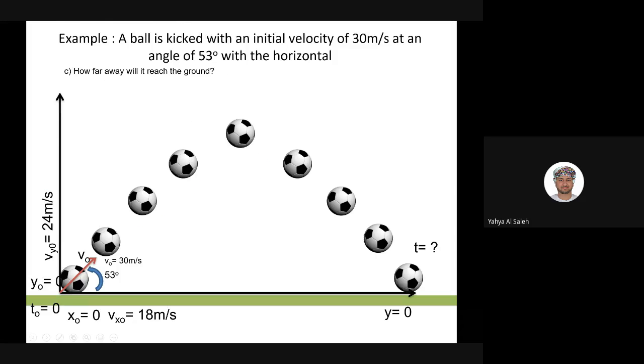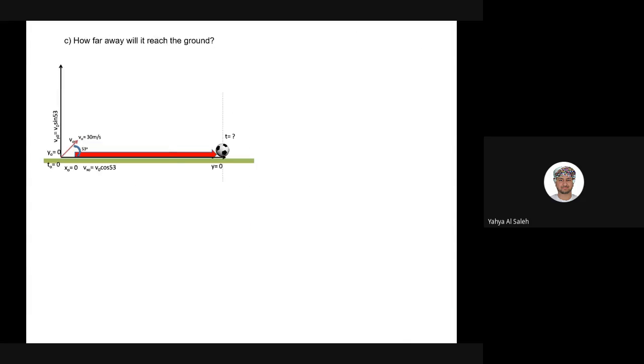Okay. Part C. How far away will it reach the ground? I can do this question in two ways. Can you tell me how? R is one option. We get the time when it reaches the top and multiply by 2. Excellent. Perfect. So these are two ways. So now I'm going to cheat and use the range equation because it's just easier for me.